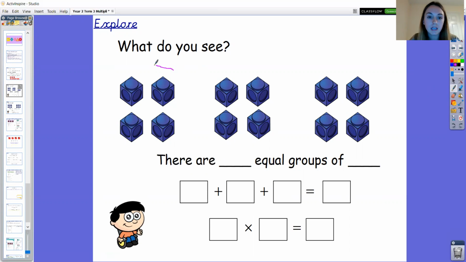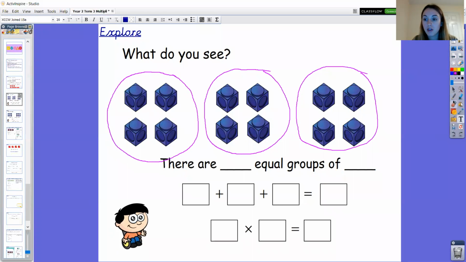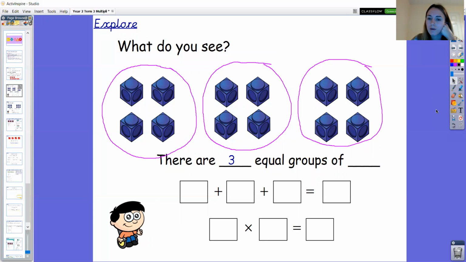So first of all, let's see how many equal groups there are. 1 equal group. 2 equal groups. 3 equal groups. Brilliant. So we know that there are 3 equal groups. Okay. Now, how many cubes are inside each group? Brilliant. Well done. There are 4.